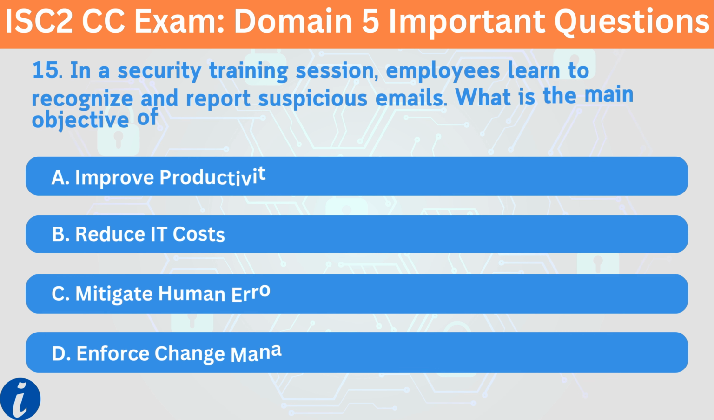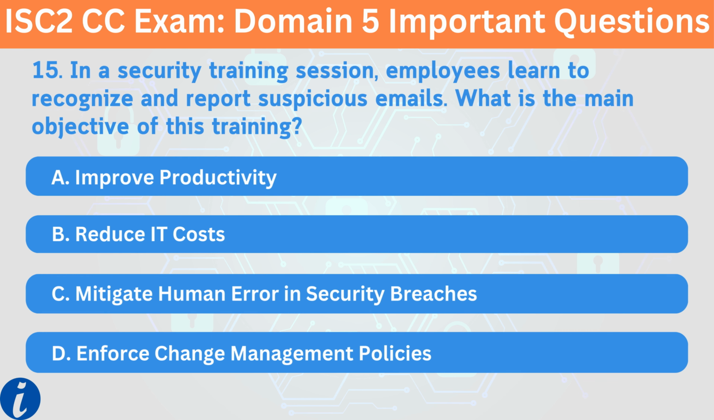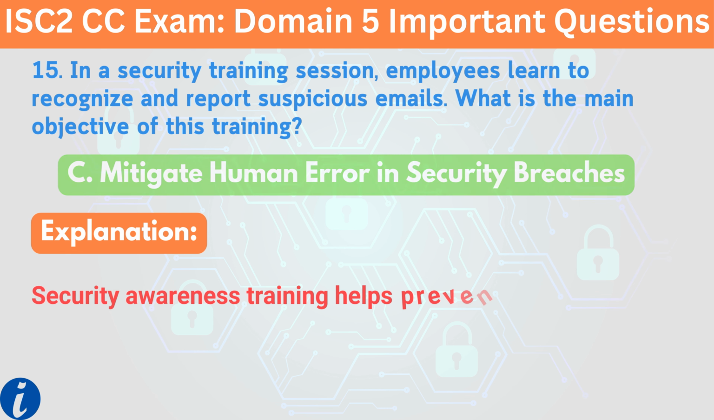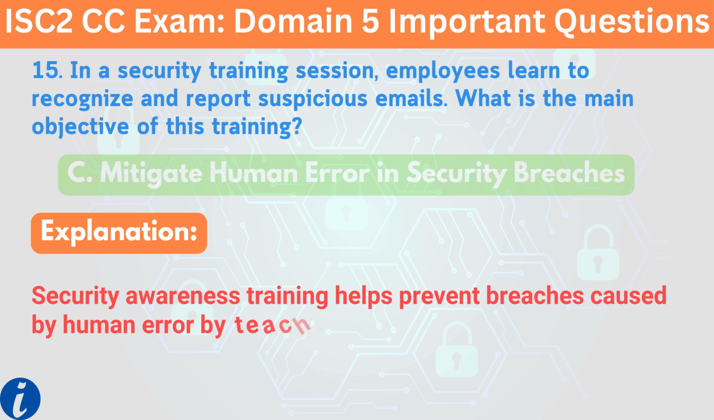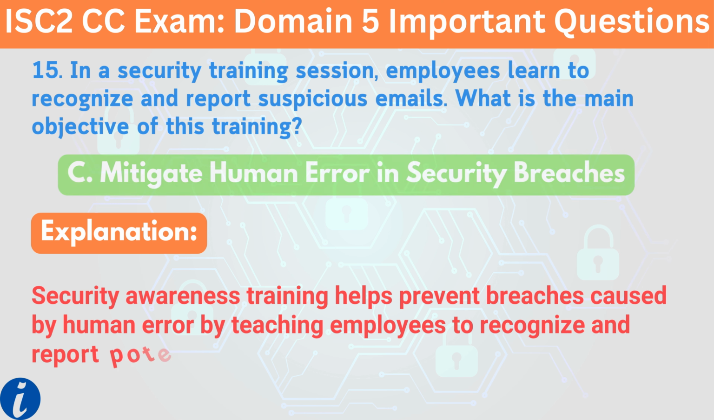15. In a security training session, employees learn to recognize and report suspicious emails. What is the main objective of this training? A. Improve productivity. B. Reduce IT costs. C. Mitigate human error in security breaches. D. Enforce change management policies. The correct answer is C. Mitigate human error in security breaches. Explanation. Security awareness training helps prevent breaches caused by human error by teaching employees to recognize and report potential threats.